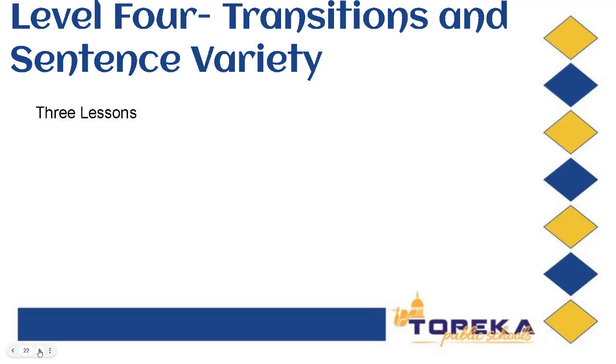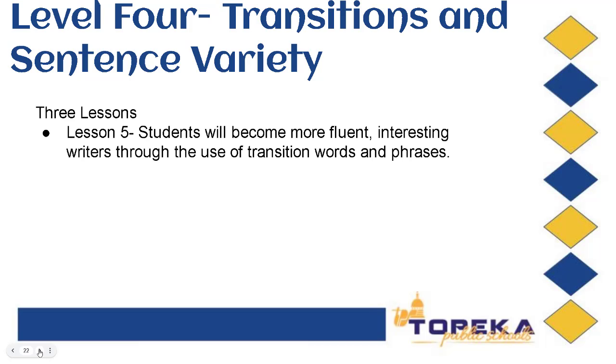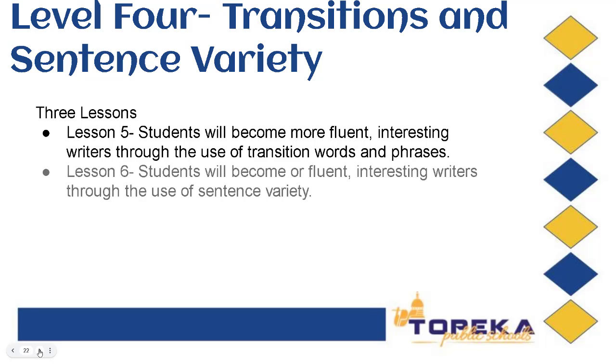So in the book, there are 3 lessons on Level 4. Lesson 5, students will become more fluent and they will learn how to use transition words and phrases. In Level 6, students will become fluent in learning how to use sentence variety. We don't want students starting every sentence with I, for example. We want them to vary their sentence length. We want them to use a variety of complex sentences, compound sentences, and so on.